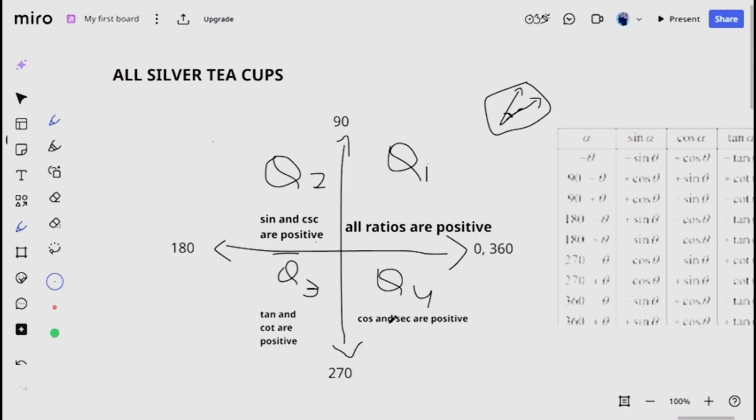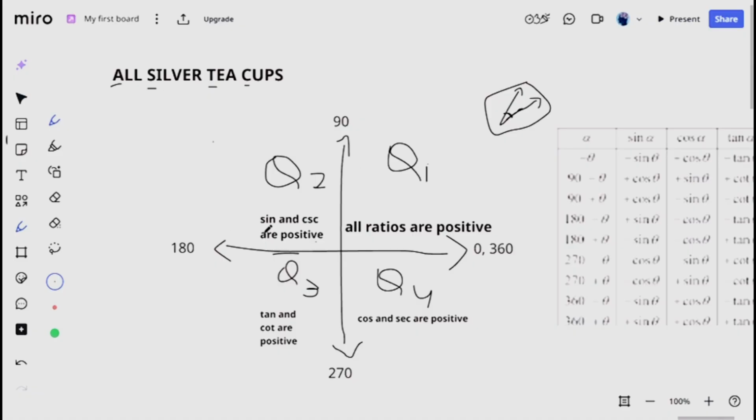To remember the values of this, many people can remember it normally. But for the people who are not able to handle such big information, I would suggest taking this, what I have right here: All Silver Tea Cups. Note that down. All Silver Tea Cups. And I'll explain it in a minute. So, All stands for all ratios are positive.